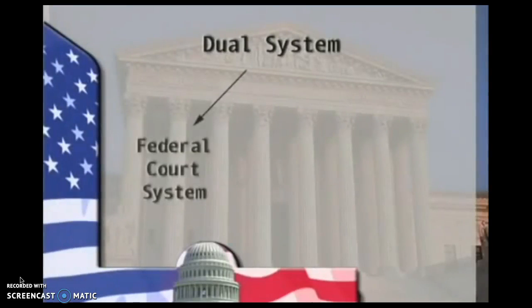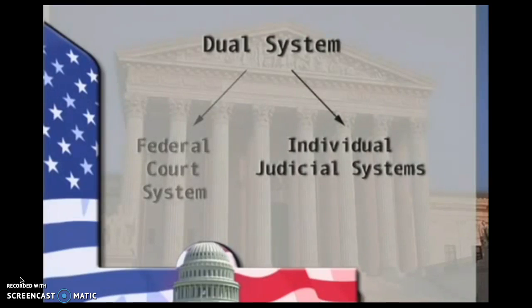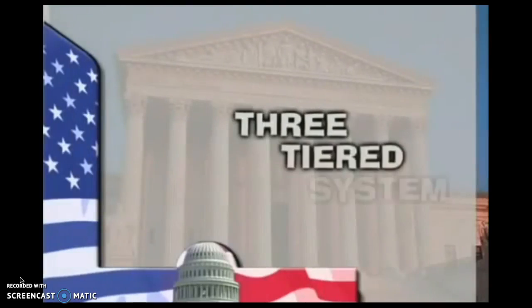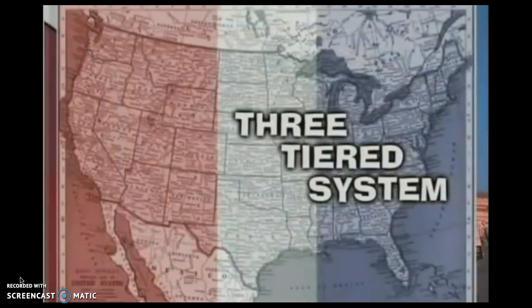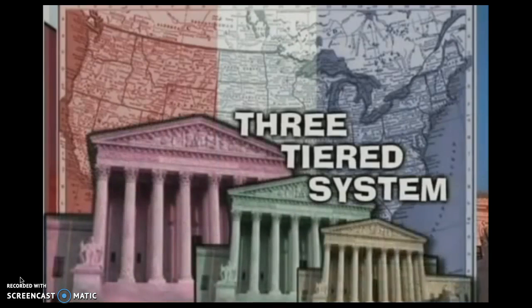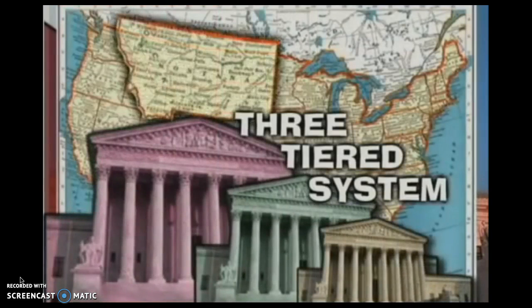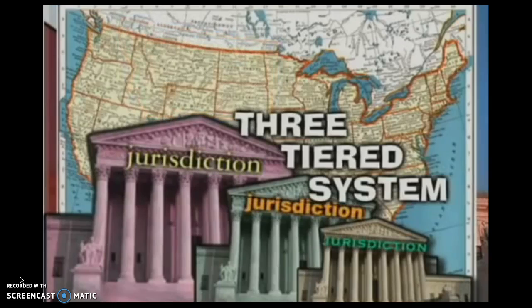The dual system consists of the federal court system we just outlined and the individual judicial systems at the state level. Secondly, known as the 3-tiered system, the American judicial system contains 3 different levels of courts within both the federal and state levels. Each tier has a different jurisdiction.